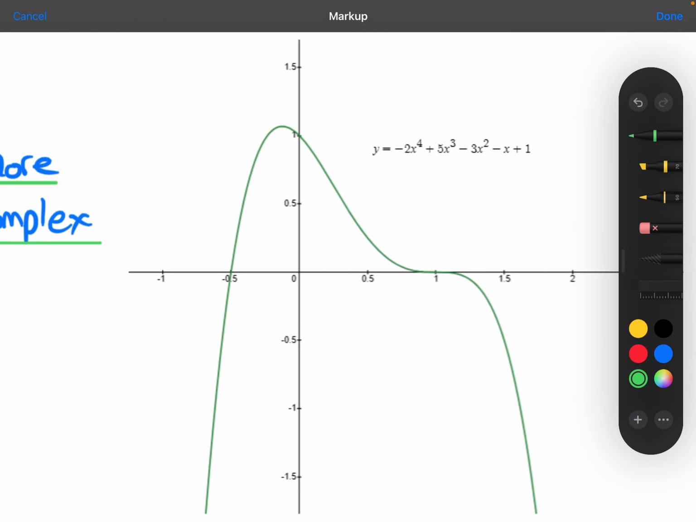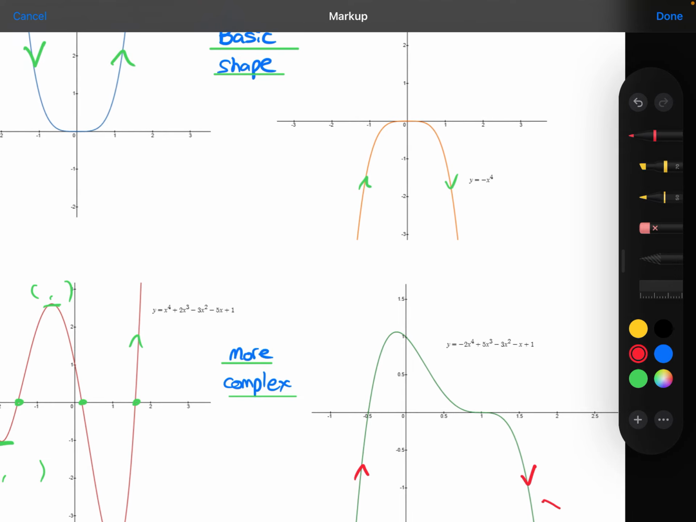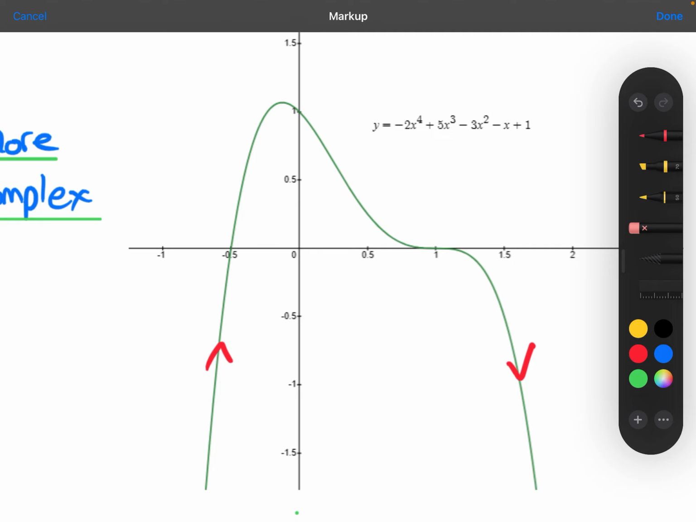This graph here, we've got the graph of minus 2x to the power 4, so this is a negative graph, so it starts going up and ends going down, just like the basic one, where it's negative. And again, in this case, we've got one root there, and we've got a triple repeated root there, and we've got turning points.